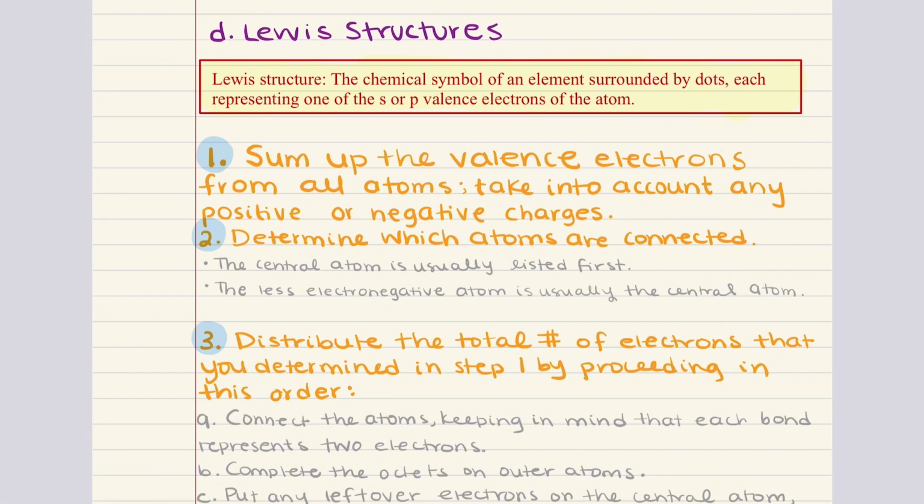Now what we want to do is learn how to draw Lewis structures, so there's a couple of rules that we want to put in place that we can follow to make sure that we do it correctly every single time. The first rule is to sum up the valence electrons from all atoms and make sure you take into account any positive or negative charges.